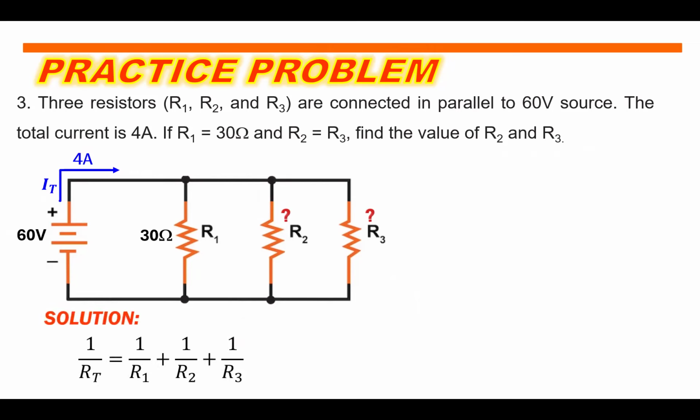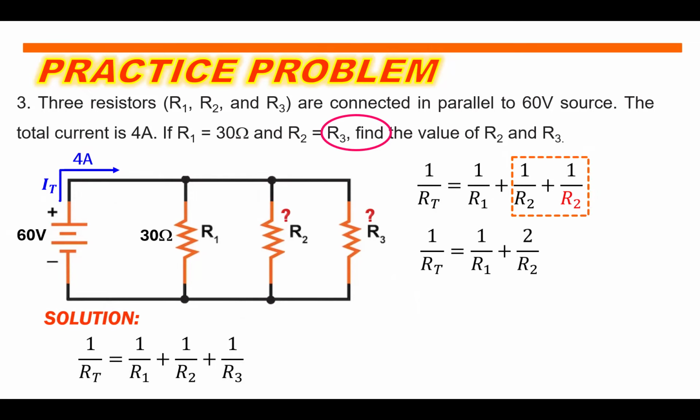Again, using our equation for the total resistance, since R2 is equal to R3, we can substitute the value of R2 for the value of R sub 3. Simplifying this equation, 1 over R sub 2 plus 1 over R sub 2 is equal to 2 over R sub 2. Then solving for the value of total resistance, that is 60 volts divided by 4 amperes, which is simply 15 ohms. Now we already have the value of total resistance.